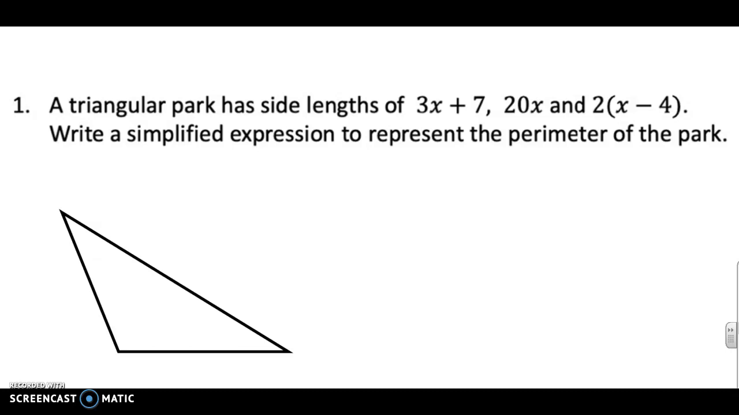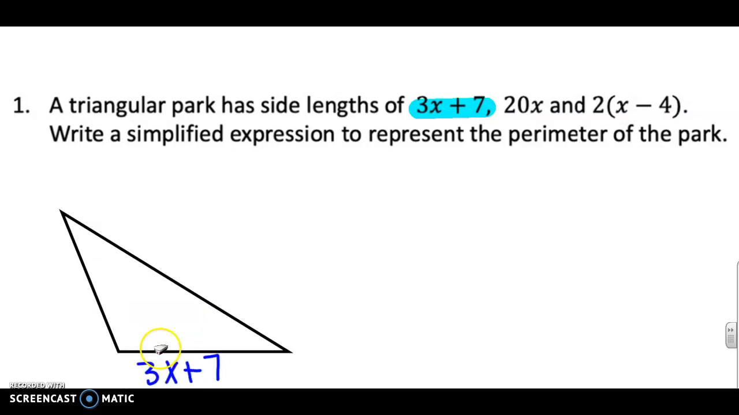So the first thing you can see that I did here is I made a triangle. So on your paper, you want to make a triangle since we're talking about a triangular park. All right, and then it tells us the side length. So it tells us that the length of one side is 3x plus 7. So I'm going to label one side as 3x plus 7. It doesn't really matter. I'm going to put the 3x plus 7 down here. So if you made your triangle like mine, you can put your 3x plus 7 on the bottom. If your triangle looks different, that's okay. We're just going to label one side 3x plus 7.